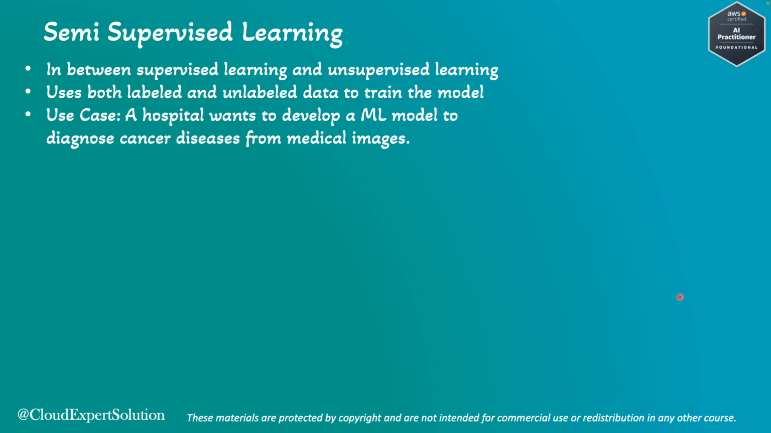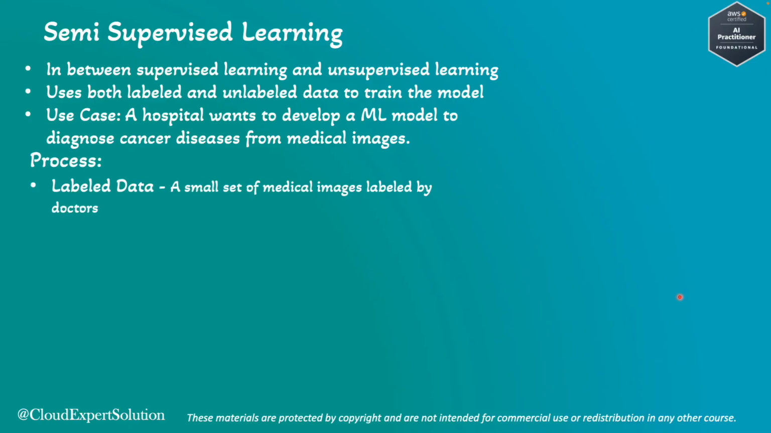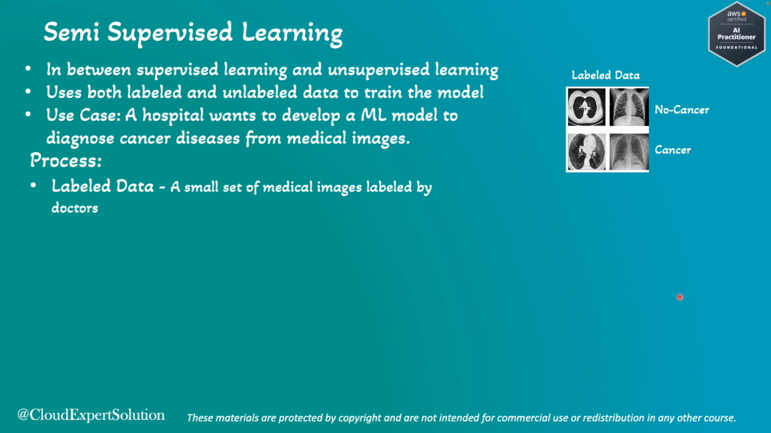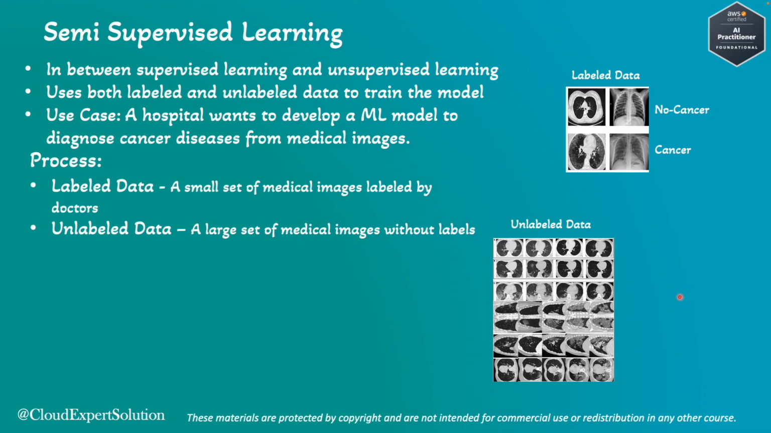One common use case could be a hospital that wants to develop a machine learning model to diagnose cancer from medical images. In terms of process, they might not have all the labeled data. However, the hospital has a small set of medical images that have been labeled by doctors, that is, images labeled as cancer versus non-cancer. They also have a huge set of medical images which are unlabeled.